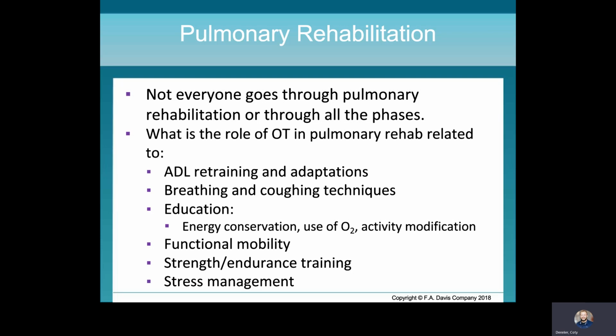Second one is the outpatient rehab. This is where we're going to start giving the exercise type stuff to the patients. And then they can always go into the community-based stuff too if they need to. And it's almost identical to the cardio rehab that we talked about.